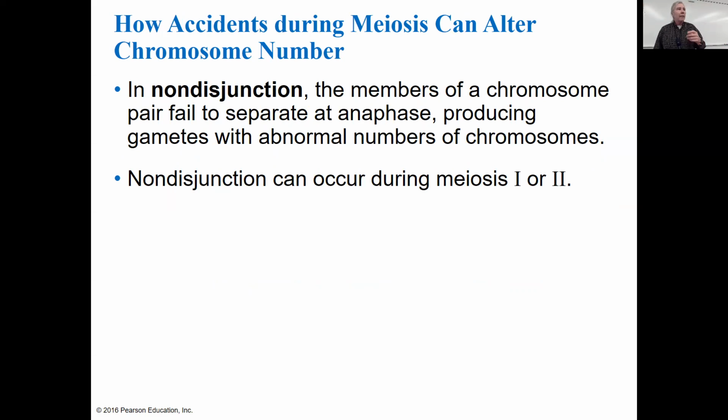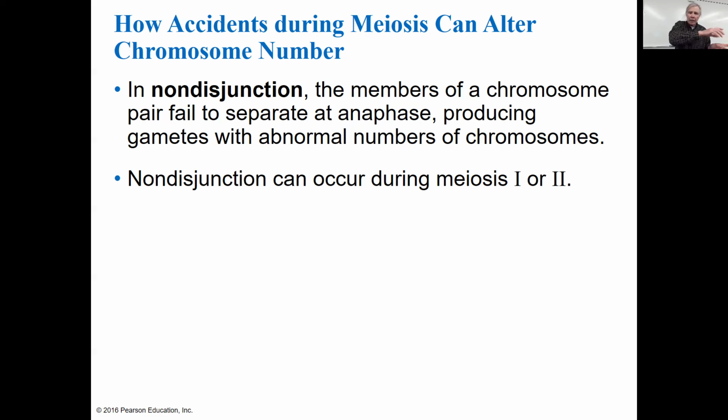Well, first of all, what's disjunction? Disjunction is either the separation of homologous pairs in anaphase 1 of meiosis, or the separation of sister chromatids in anaphase 2. Either one would be disjunction, and that's the normal thing to happen. What happens in non-disjunction is the homologous pairs don't separate. Both of them go into one cell.